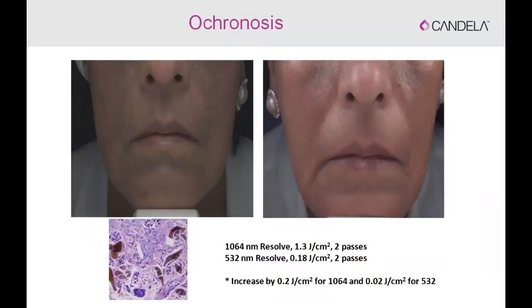This was a case of ochronosis that you can see, which is due to exogenous use of hydroquinone. Excessive prolonged hydroquinone use with high concentration can give this particular pigmentation. You can see below the nice banana-shaped structures in the histology. And in this case, we used the combination of the 1064 followed by the 532 Resolve with these fluences. And again, with subsequent treatments, you will increase the fluence with these increments and nice results.